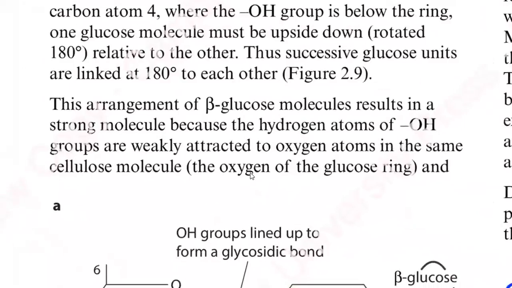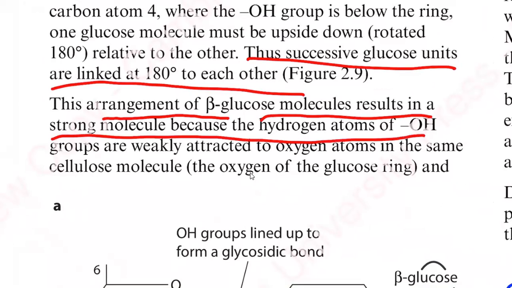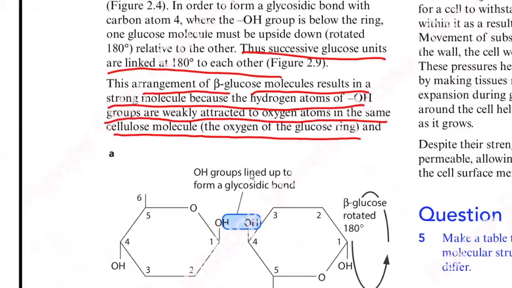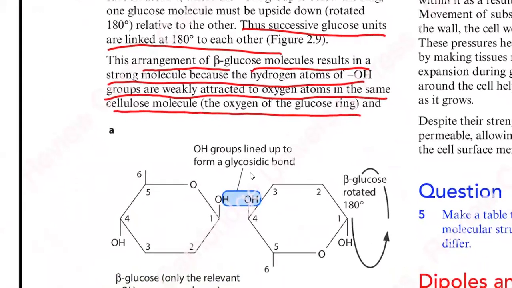Look what's written over here. This arrangement of beta glucose molecules, meaning an arrangement in which one beta glucose molecule is 180 degrees rotated from the other beta glucose molecule. This arrangement results in a strong molecule because the hydrogen atoms of the OH groups are weakly attracted to the oxygen atoms in the same cellulose molecule, the oxygen of the glucose ring. And what does this mean?